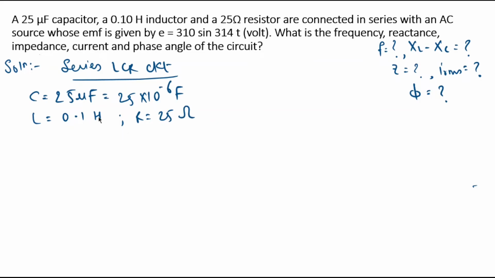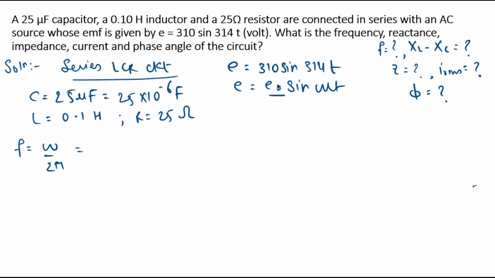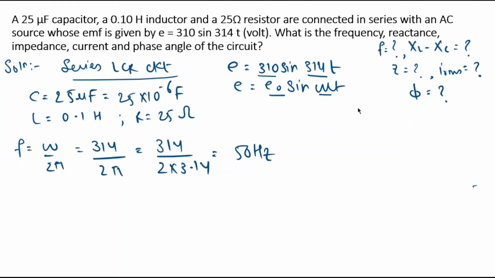So first of all we need to find out the frequency. Now frequency is given by f equal to omega upon 2 pi. So from the expression for instantaneous EMF E equal to 310 sine 314 t, comparing this with the expression E equal to E naught sine omega t, we can say that E naught is 310 and omega is 314. So putting this value of omega here, f is 314 divided by 2 pi. So solving this, we get 314 divided by 2 into 3.14, which is equal to 50 hertz. Correct? So frequency is 50 hertz.